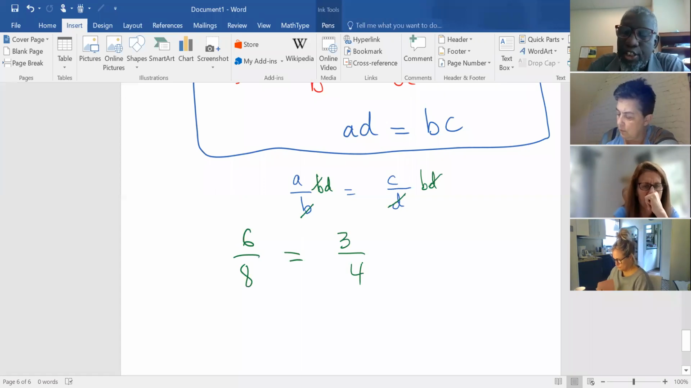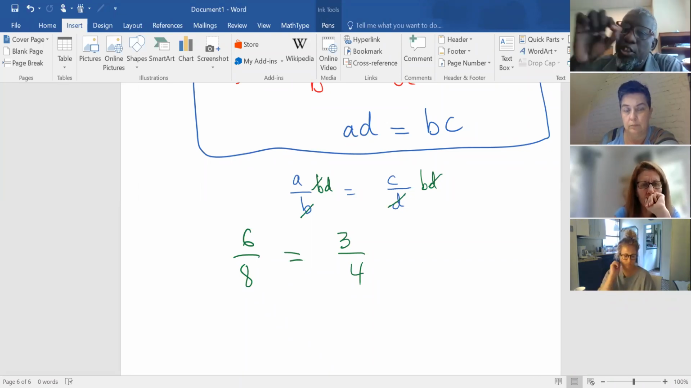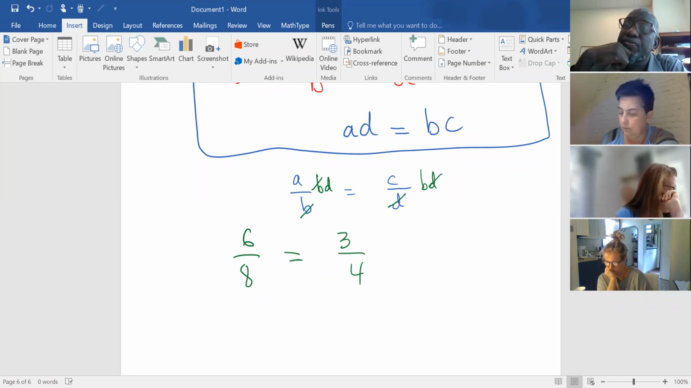If I want to check if that is true or not, I have to cross multiply, right? We call that cross multiplying. If the cross multiplication is equal, then that is true, okay? If the cross multiplication is not equal, then that is not true, okay?